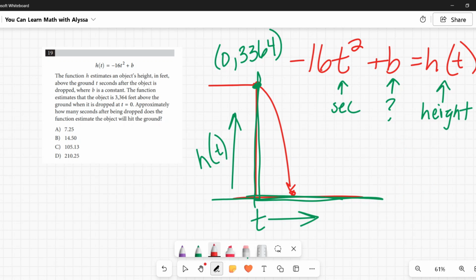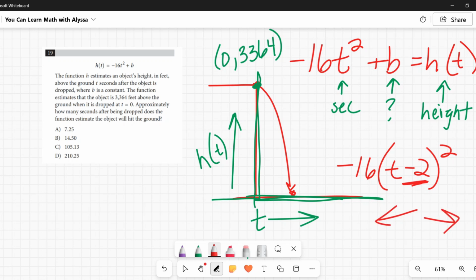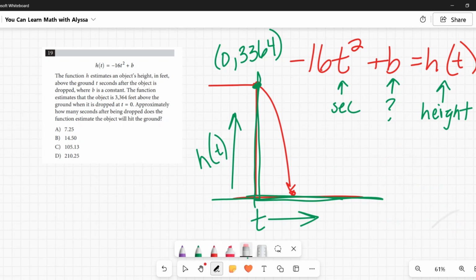If you had a constant inside, like negative 16 times t minus 2 squared, this number on the inside moves it left or right, but the opposite. So if it's minus 2, it moves it towards the positive 2 spot. That kind of thing can be very helpful. It shows up a lot. So I know this is a negative 16, because I drew half of an upside down, narrow little parabola. That's my negative 16t squared.